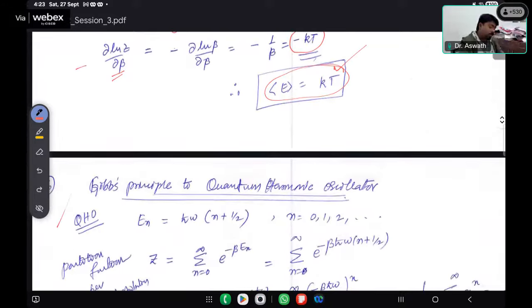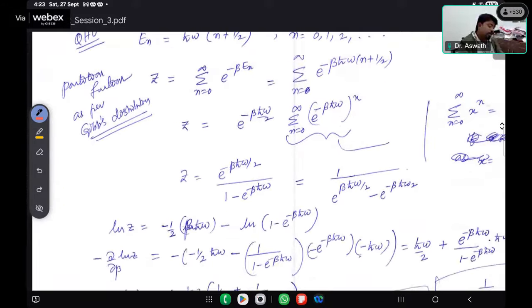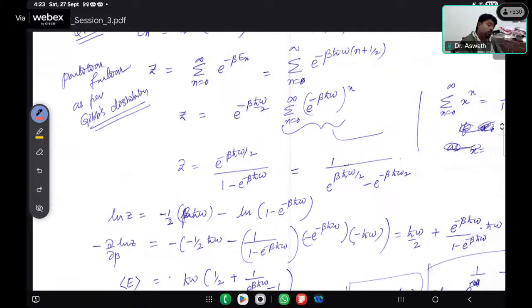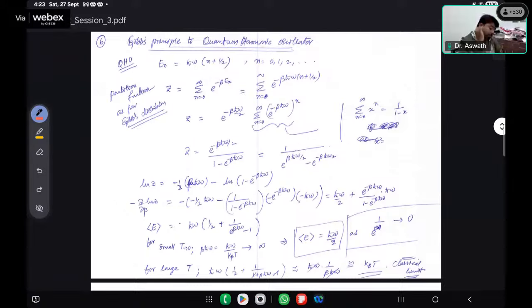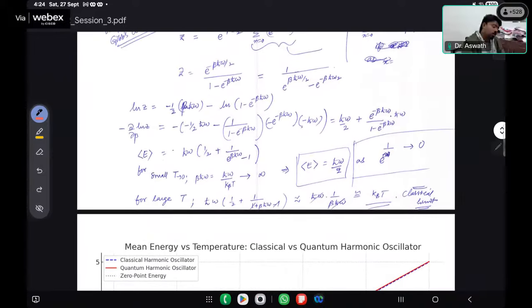Now for a quantum harmonic oscillator, even if you find it through the Gibbs principle, you will find it the same way we did earlier. We took the energy and substituted it inside the partition function. Once you do that, the final expression for the average energy is something like this. Now I have to assess what happens when the temperature is low. In that case, what happens?